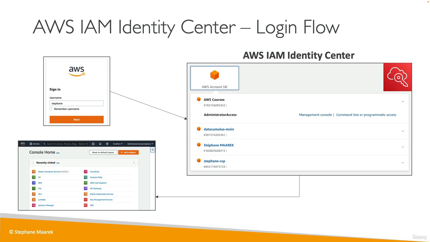All of this just by remembering one login versus remembering 4 logins for all of my accounts and managing my users across my accounts in a central manner instead of managing it on a per account basis. So it's very powerful, and that's all you need to know for the exam.